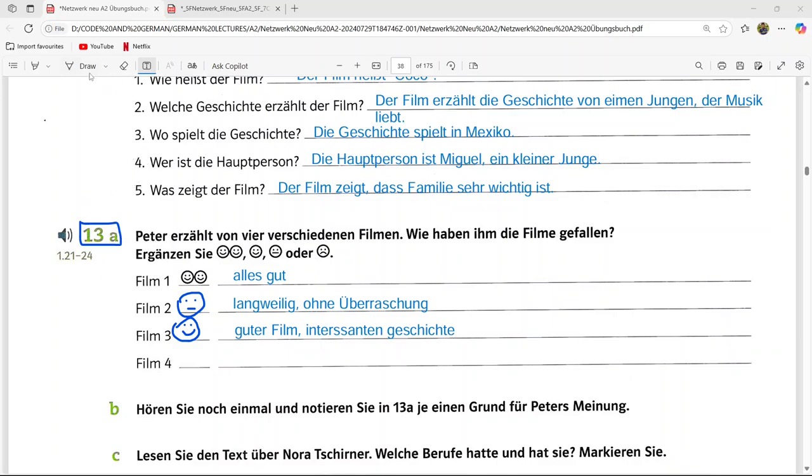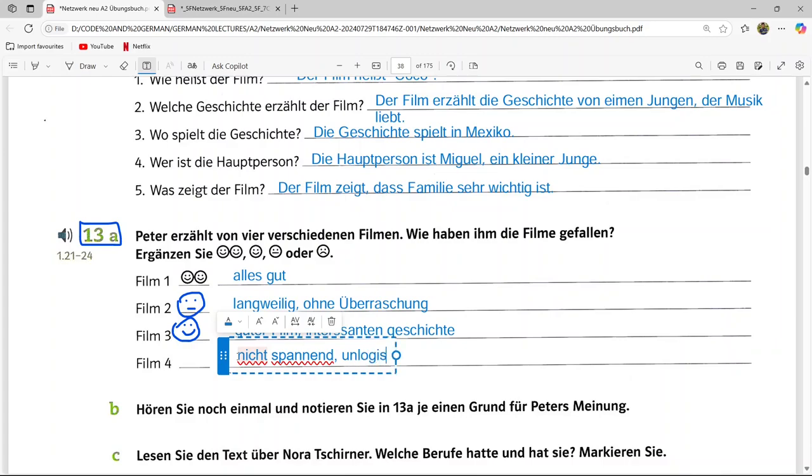Film 4. Ich habe mich über den Film geärgert. Ich habe schon viele Filme von diesem Regisseur gesehen und die waren alle sehr gut. Dieser hier war okay, aber mehr auch nicht. Der Film war einfach nicht spannend genug und manches war nicht logisch. So he did not like the film. It was not exciting and illogical.